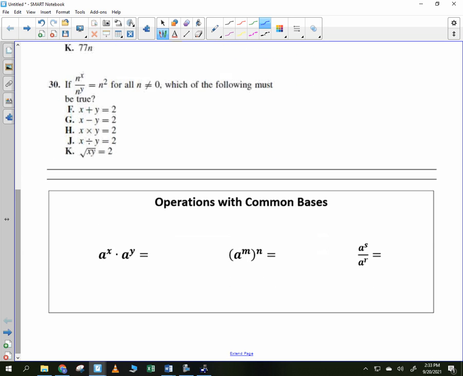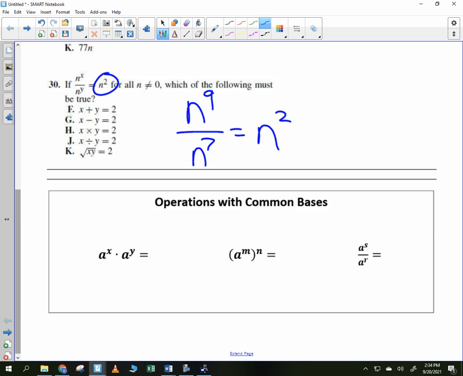Number 30, it says if n to the x divided by n to the y is equal to n squared for all n not equal to 0, what must be true? Well, I'm going to try to come up with n squared. I'm going to have n to the 9th over n to the 7th. Does everybody agree that that gives me n squared? You got 9 up top, you got 7 on bottom.